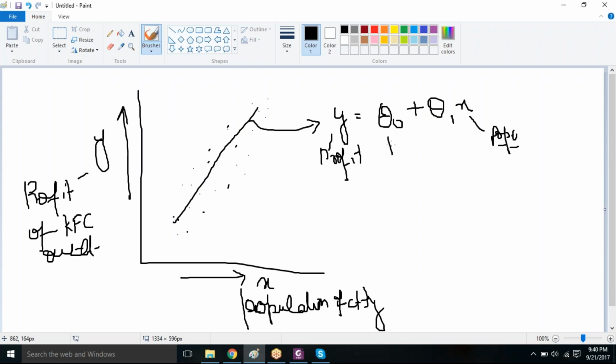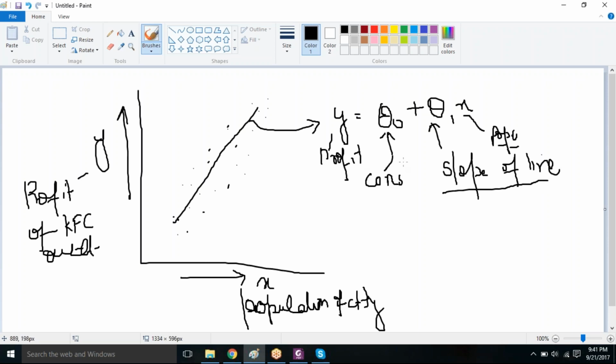Suppose I know the theta naught and theta 1. If I know these two things, and suppose I'm going to open it in Pune, I will know the x also, right? I know the population of Pune, maybe from Wikipedia. So I can estimate the profit I'm making. This theta naught is what we call c, and this is what we called m in our school. So theta 1 is basically the slope of the line, if you remember. If you do not remember, you can go and look at the equation of line after this session.